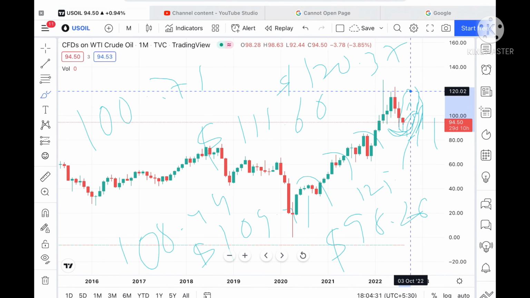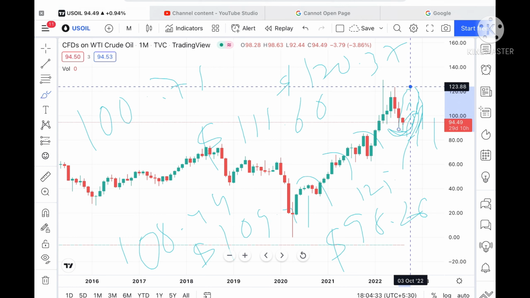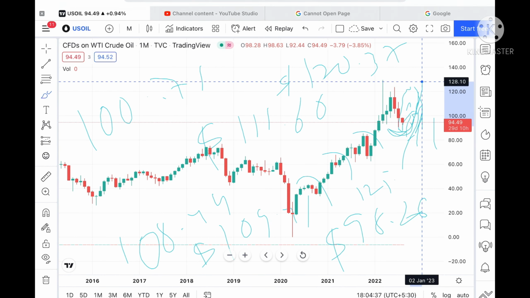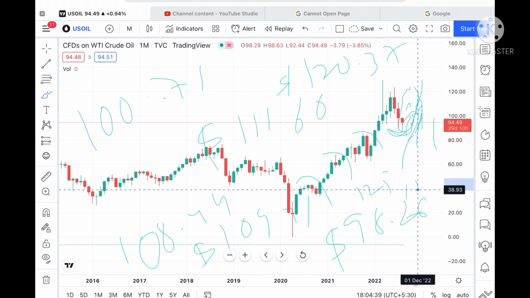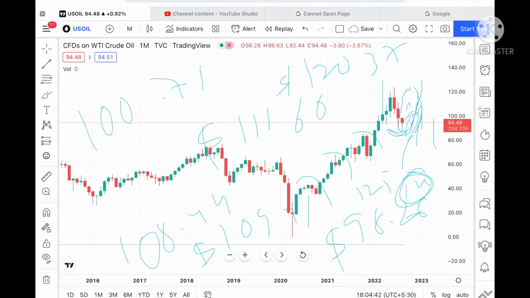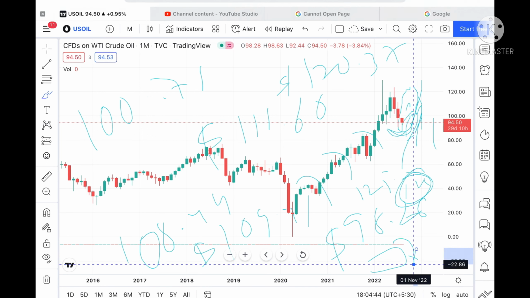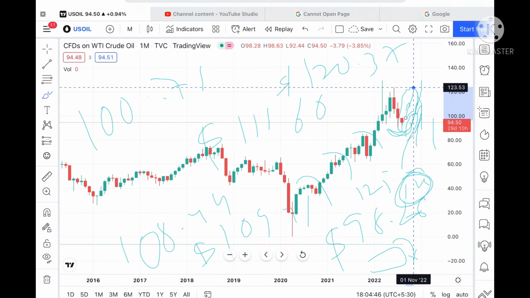If it sustains above a level of 120.02, then we can see it can go to a level of 123.88, and if that level also goes upside, then we can see it can touch a level of 129.50. 129.50 is a strong resistance, so we can see a bounce back, but a strong support is coming at around 123.